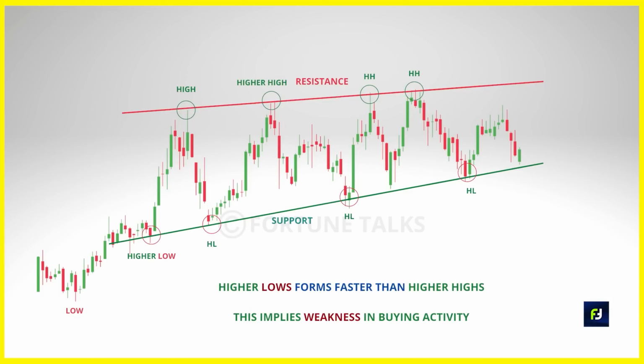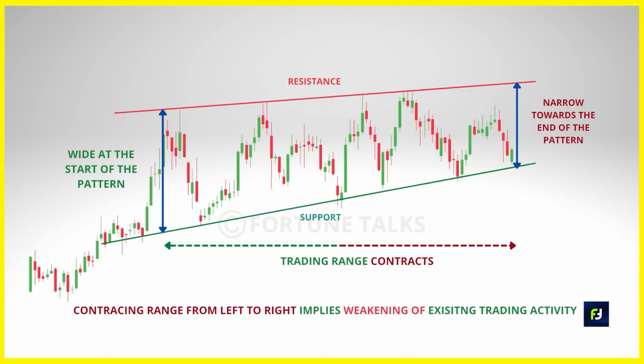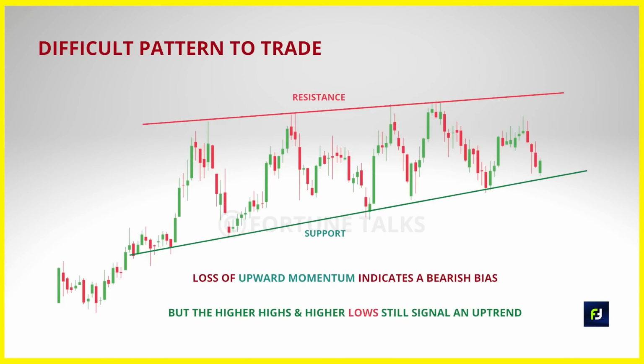This also means that the selling activity is gaining more traction and the buying activity is getting weaker. Also, the contraction of the trading range from left to right indicates a weakening of the existing trading activity. But the rising wedge can be one of the most difficult chart patterns to accurately recognize and trade. While it is a consolidation formation, like most other patterns, the loss of upside momentum on each successive swing high gives the pattern its bearish bias.